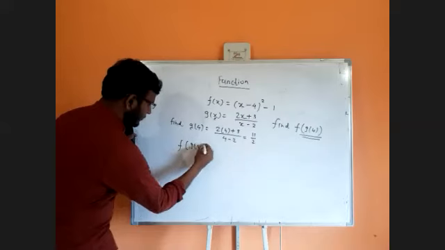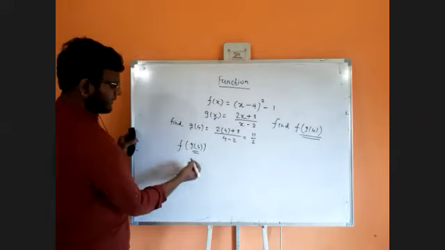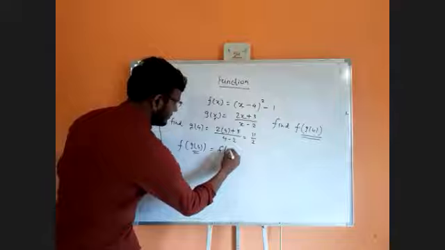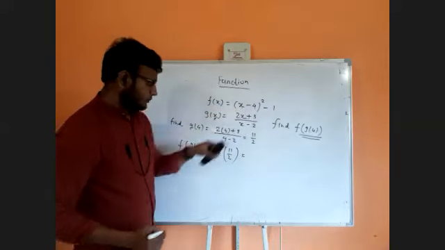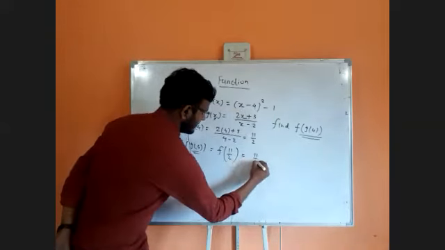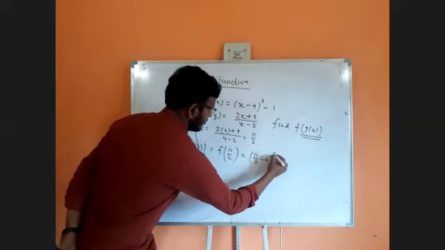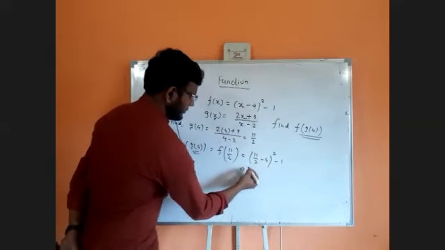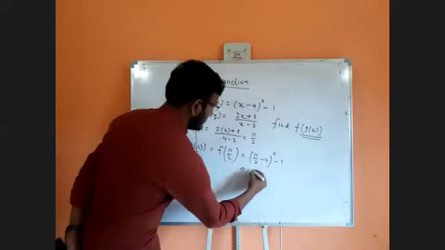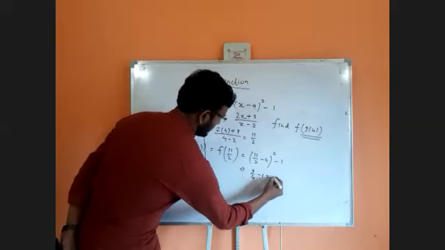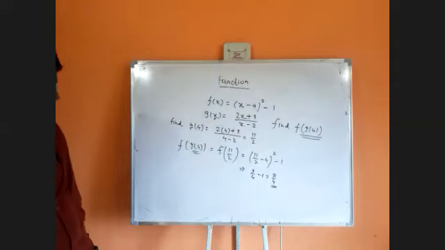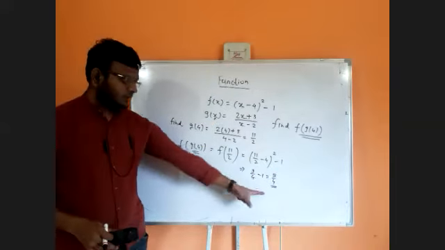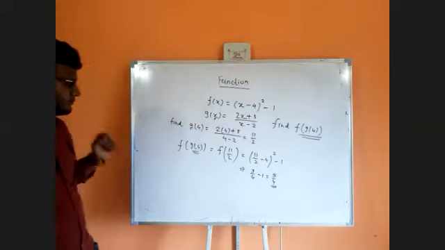Now f of g of 4. g of 4 is 11 by 2, so it means it is f of 11 by 2. And f of x says, wherever is the x, just replace it by 11 by 2. So it will become 11 by 2 minus 4 whole square minus 1. So it would be 3 by 2 squared, so 9 by 4 minus 1, which is 5 by 4. Clear? So this is your end answer. Just copy this.